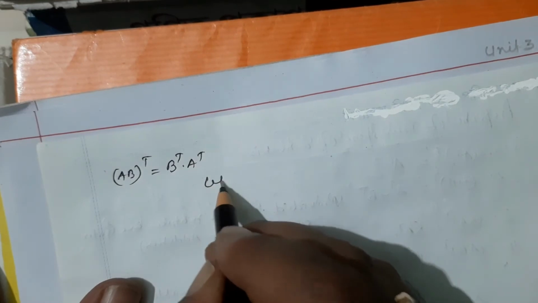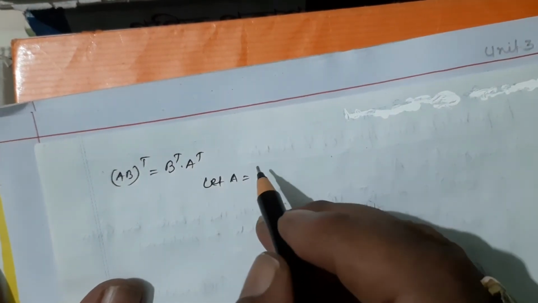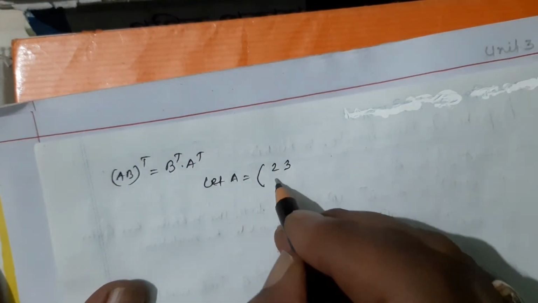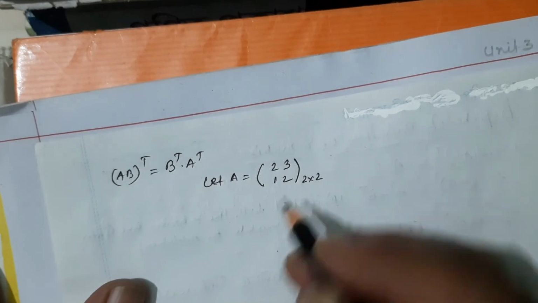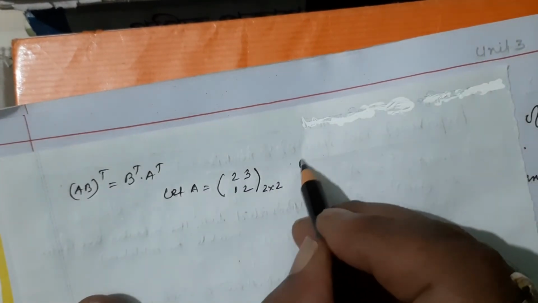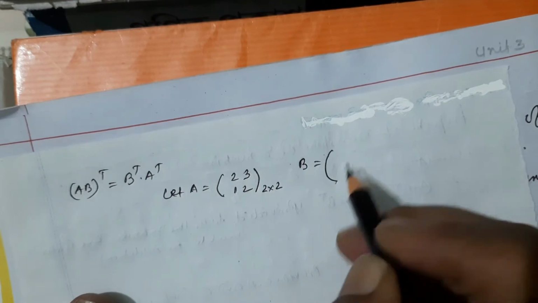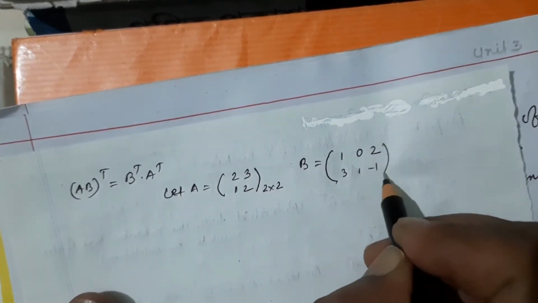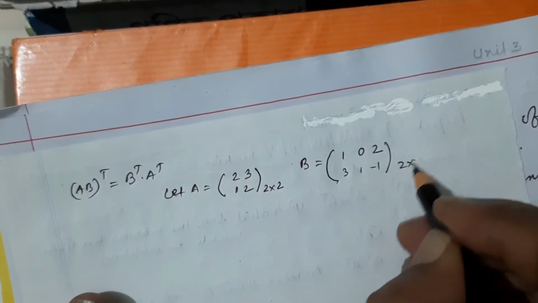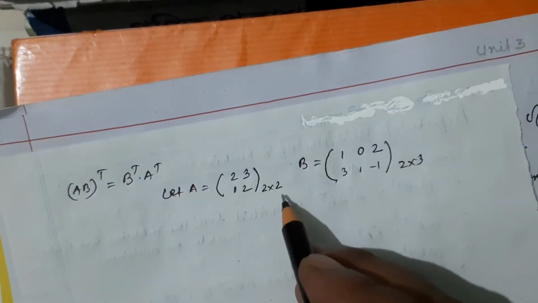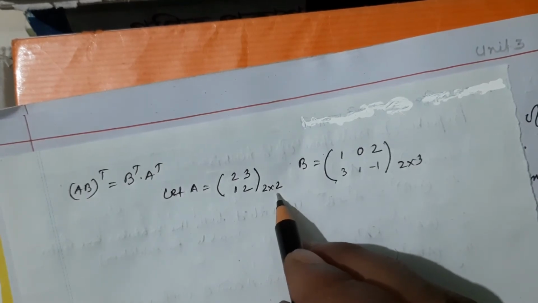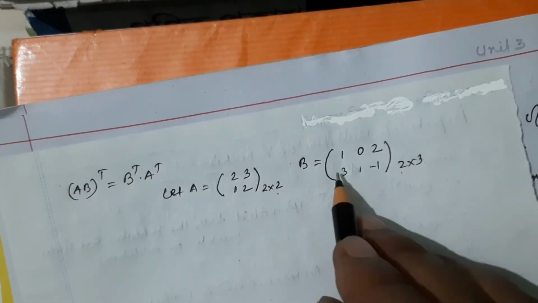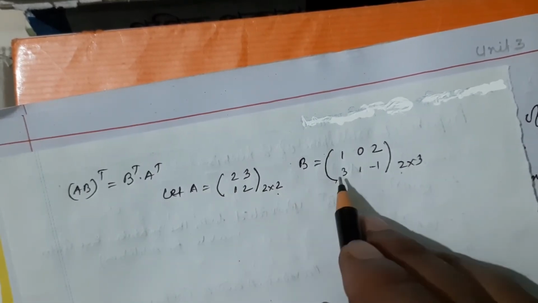Let A be equal to 2, 3, 1, 2. This is a 2 cross 2 matrix. Again we consider B as another matrix, 1, 0, 2, 3, 1, minus 1. This is a matrix of 2 cross 3. For these two matrices, the number of columns of the first matrix is equal to the number of rows of the second matrix, so the product is possible, the product is conformable.